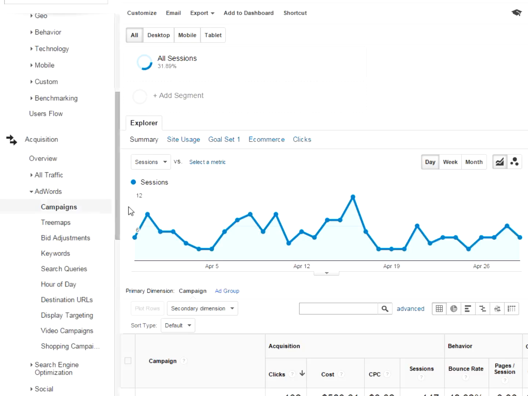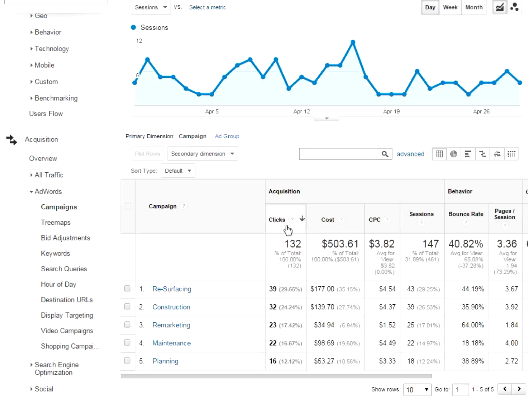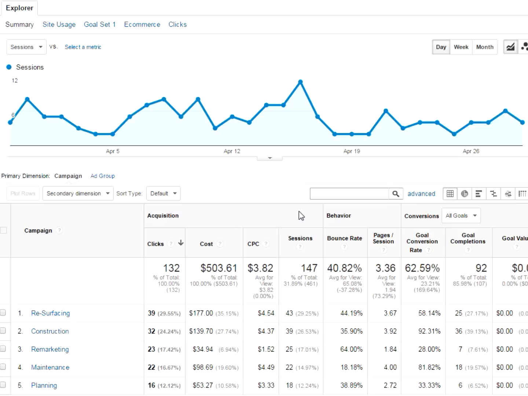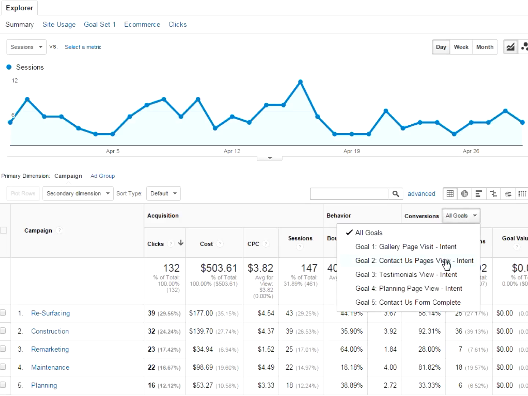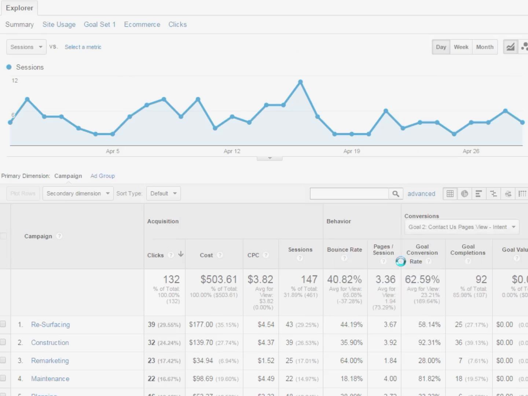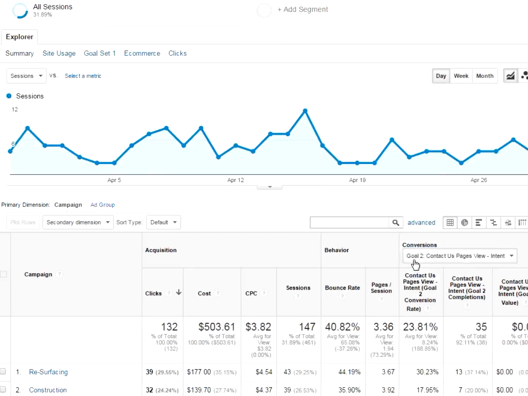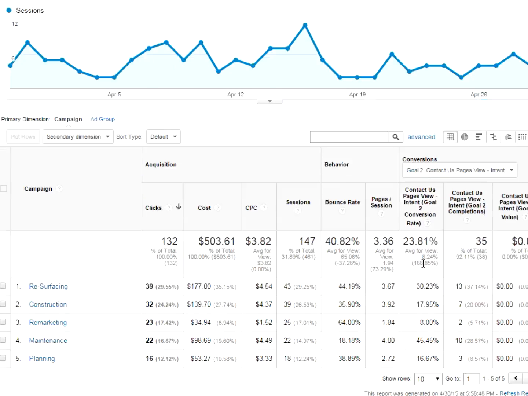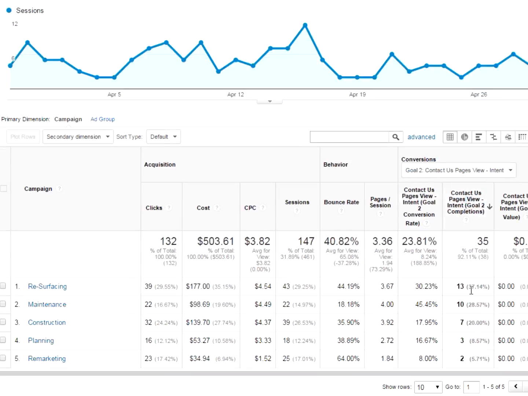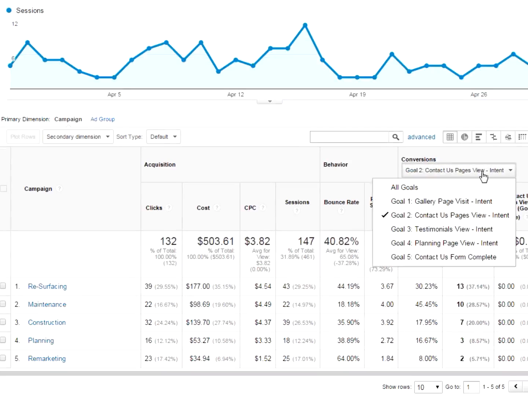Now in the campaigns tab, there's lots of data available to us. You can see that it brings through all of our campaigns, and within this section we have the ability to look at each goal individually. So we could look at just the people who have gone through to the Contact Us page, and we could order our campaigns based on that data. We may take some goals more seriously than others, so we may want to be just looking at the contact form complete goals.